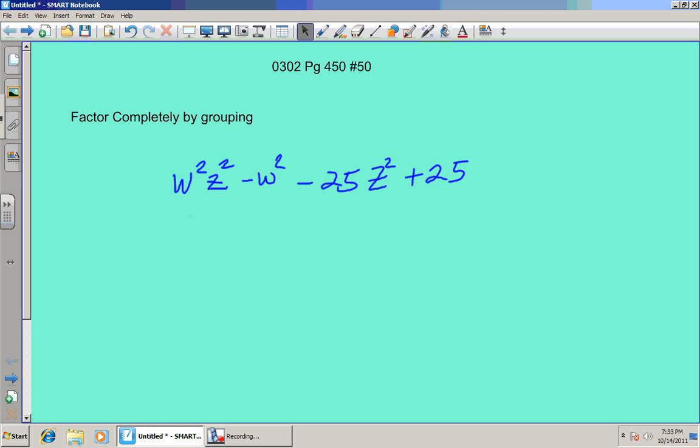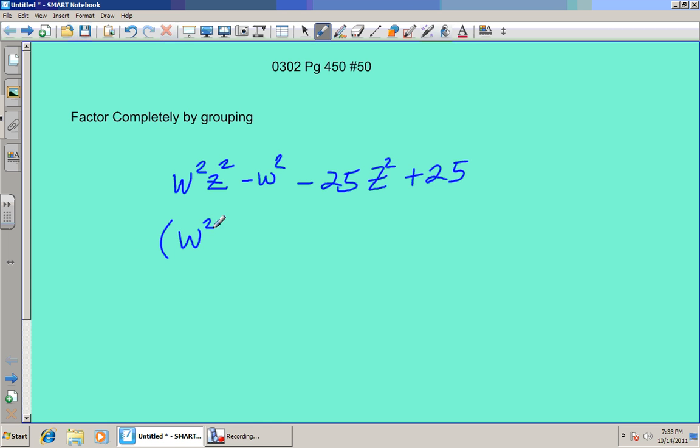In the first two, you can see that you have a w squared and a w squared. In the second group, you can see you got 25, 25. So we're going to factor by grouping. First thing we'll do is to start by rewriting the problem.